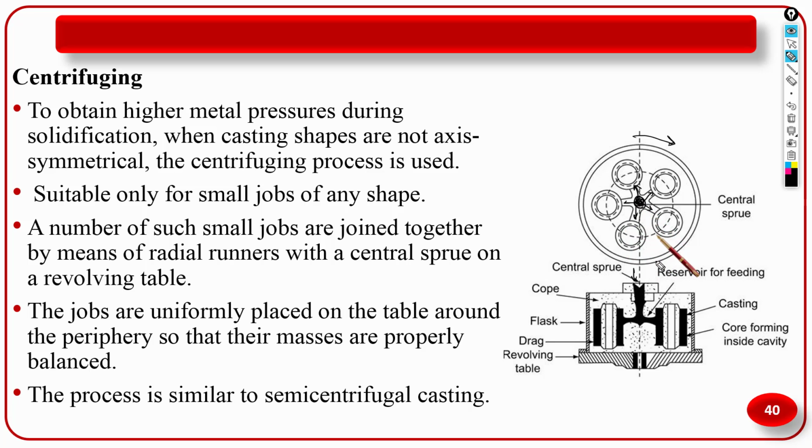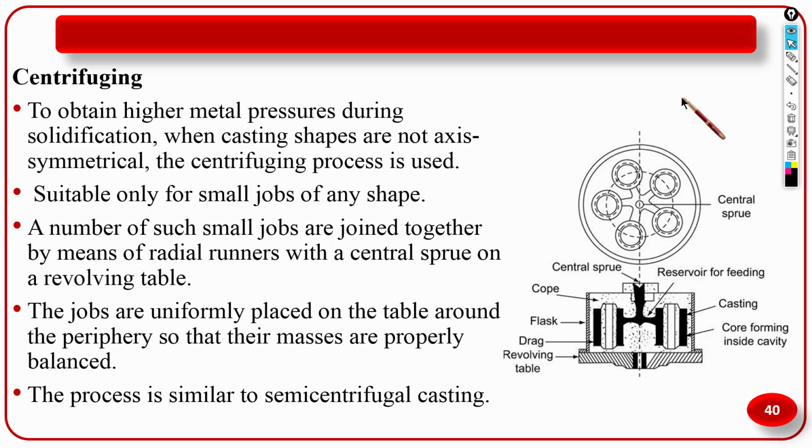Now this is placed like this one. This is the central portion, and molten metal will go this side, this side. In this way the molten metal comes down and goes there. So this is similar to semi-centrifugal, but in this case any kind of small shapes can be cast, many small jobs of any shape. So in this way we have completed centrifugal casting.